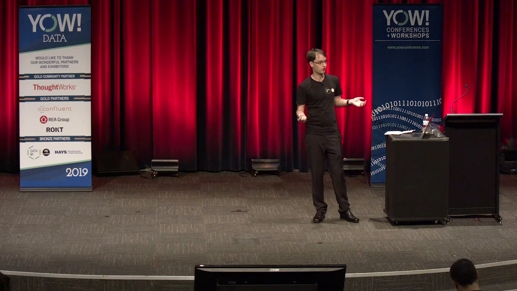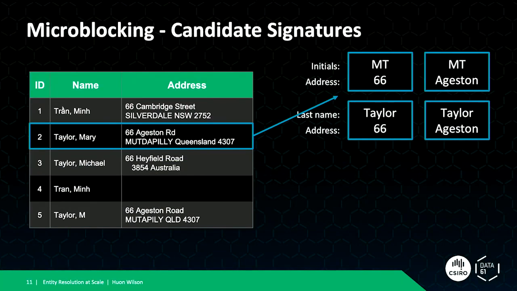How does microblocking work? Well, we have a series of candidate signatures, which we generate from the data. Each of those candidate signatures is like a scattergun attempt to hash or summarize some identifying information out of the data set. So for this, each of those signatures has to be chosen per data set. And for this one, maybe we've chosen to use the initials plus words from the address. So for Mary Taylor here, we get MT66 as one candidate signature, and we get MT Egerston as another one, and so on for each of the words in the address.